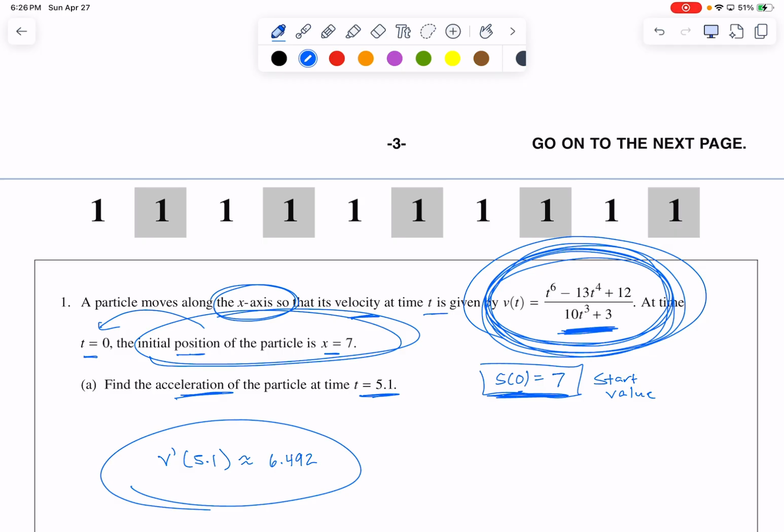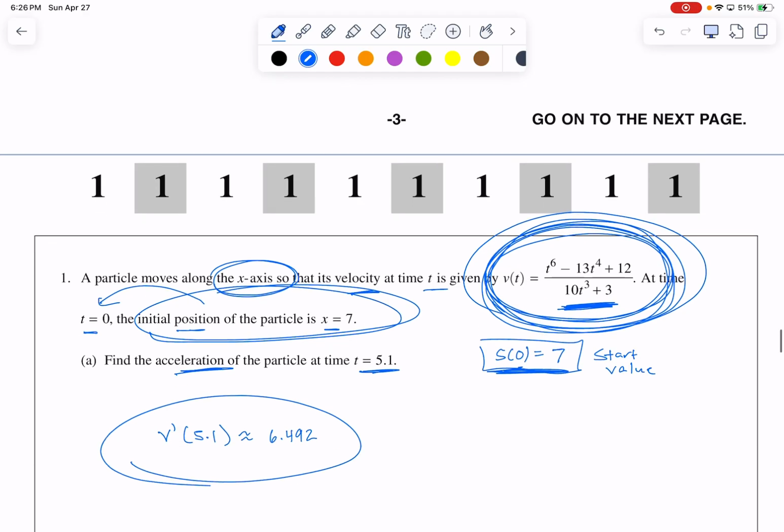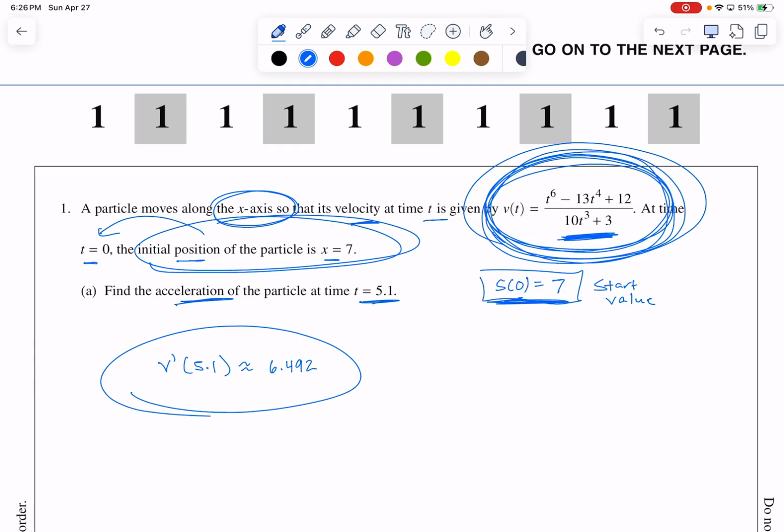IVT, okay, intermediate value theorem. And I'm going to tell you right now, if you just put IVT down, you're probably going to get something. Okay, if you know it's IVT, it says it goes through all the values. So what we're going to do is we need to figure out, first of all, does the particle ever change direction?